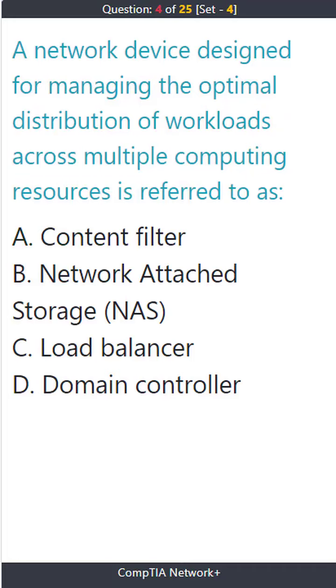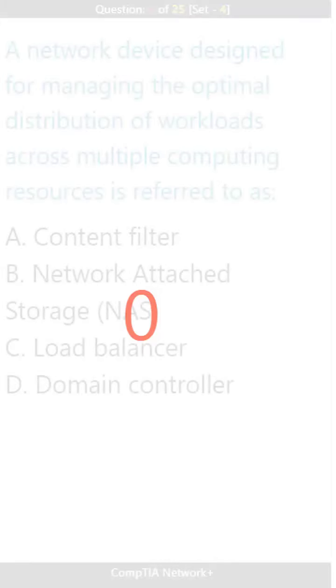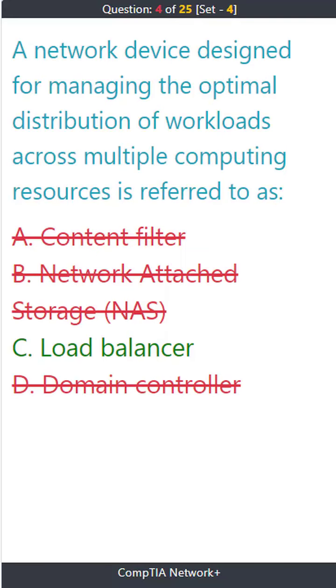Question 4. A network device designed for managing the optimal distribution of workloads across multiple computing resources is referred to as A. Content filter, B. Network attached storage, NAS, C. Load balancer, D. Domain controller. The correct answer is C. Load balancer.